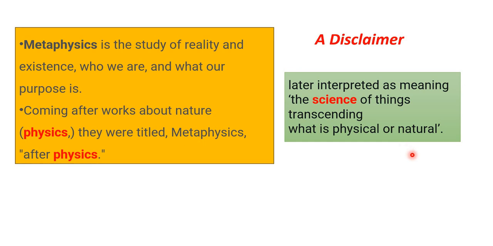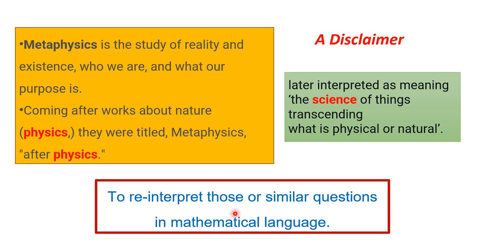Okay. So in my case, if you replace the word science and physics by the word mathematics, then we can call that coming after works about nature mathematics, it is titled metamaths, or it can be interpreted as meaning the mathematics of things transcending what is physical or natural. So our job is to interpret some of those philosophically intriguing questions, or similar questions, but in mathematical language.